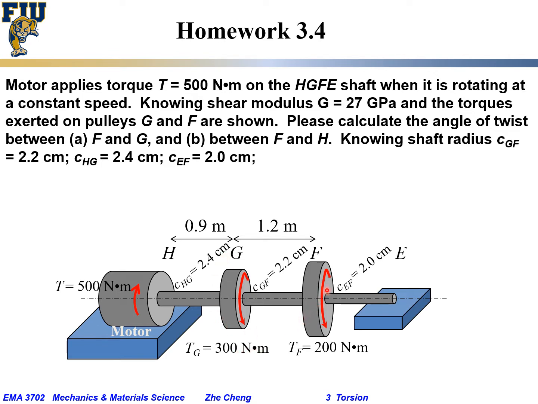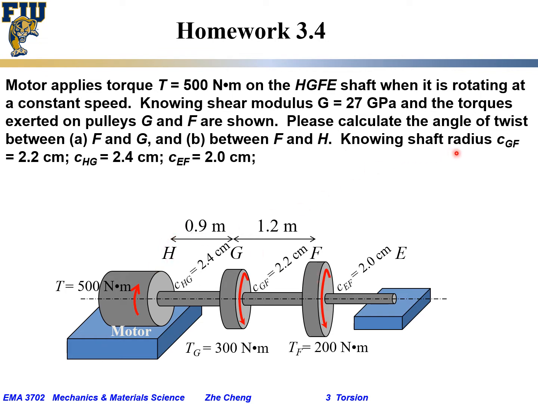And the torque applied on pulley F would be 200 Newton meter, going the other way. So 500 Newton meter goes one way, 300 and 200 go the other way. So overall, the shaft has balance of the total torque. Okay. Please calculate the angle of twist between F and G, and then between F and H.